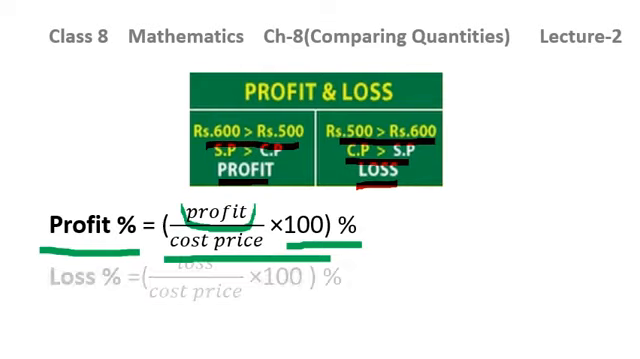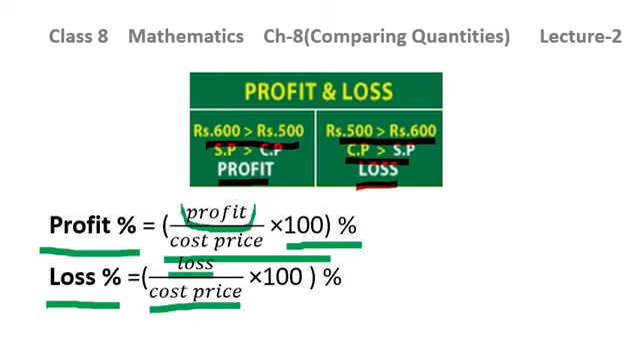Let us see the formula of loss percentage. Here we need to find the loss percentage, that will be loss over cost price, that is CP, into 100%. To find profit percentage, you use this formula. To find loss percentage, you use this formula. So profit percentage is given by profit over CP into 100%. Loss percentage is given by loss over CP, that is cost price, into 100%.